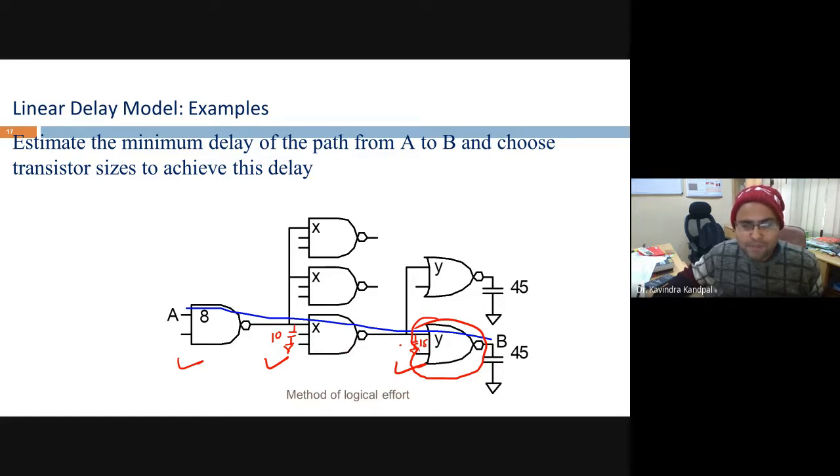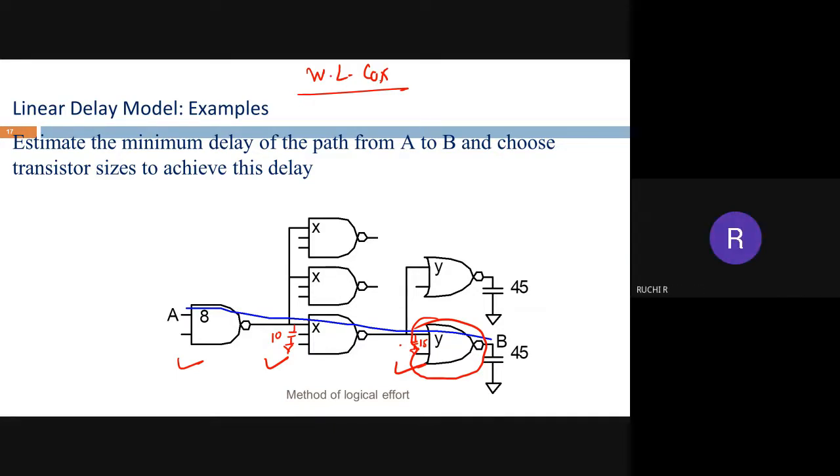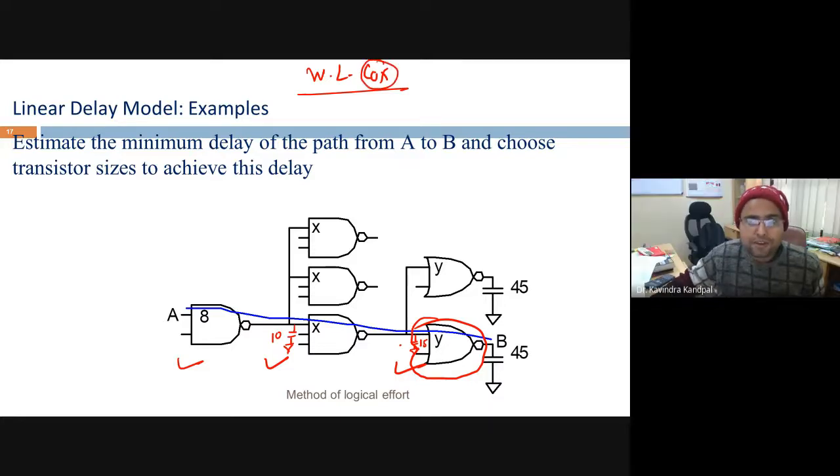If you know input capacitances, because input capacitance for a gate is nothing but W into L into COX. Yes or no? Yes, sir. In the SPICE library, COX is given. For length, you choose the minimum length. L into COX is known to you, and this happens to be the capacitance. So if I know the capacitance here, am I also able to find the width?